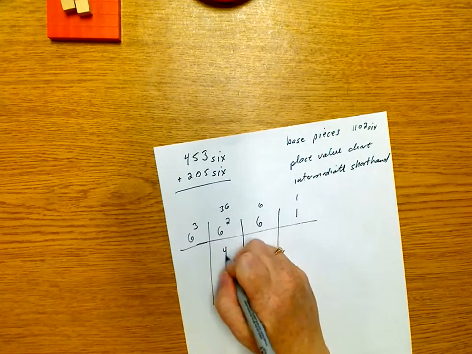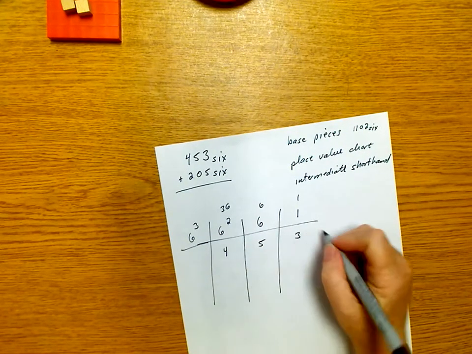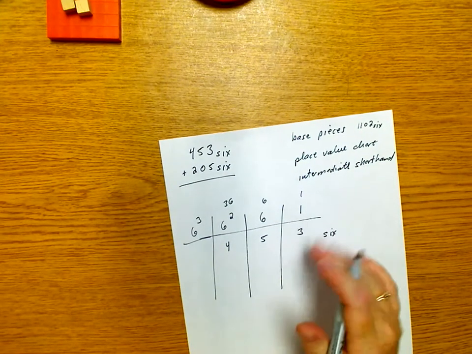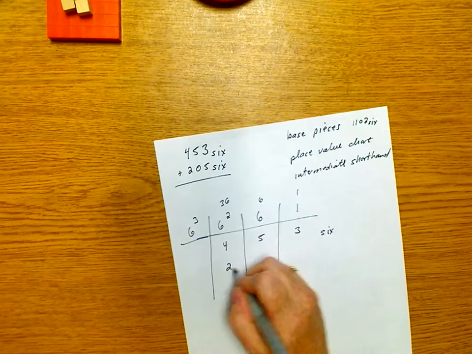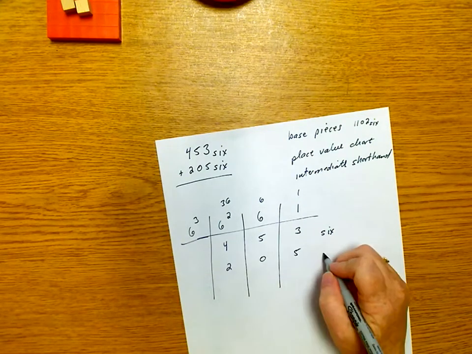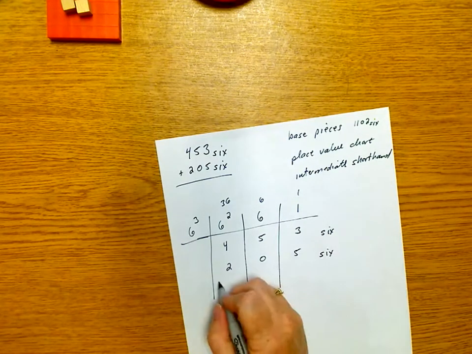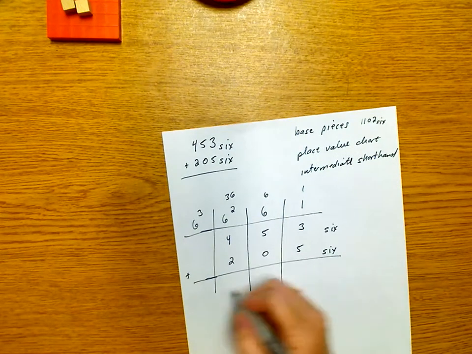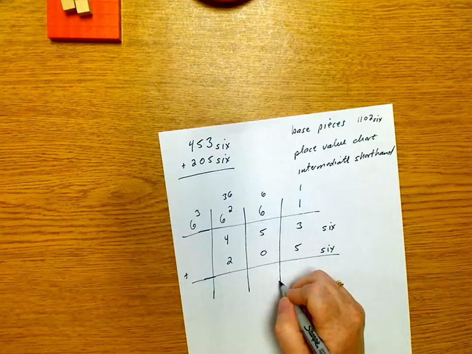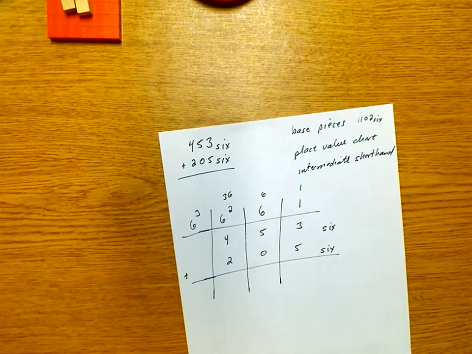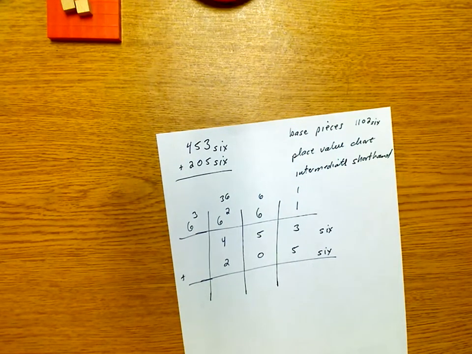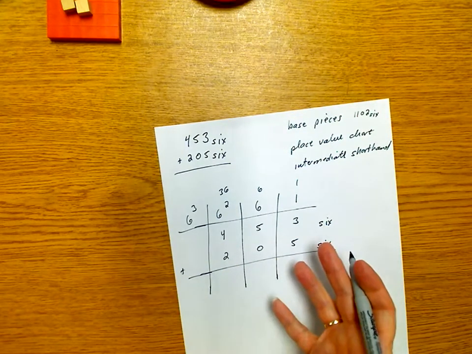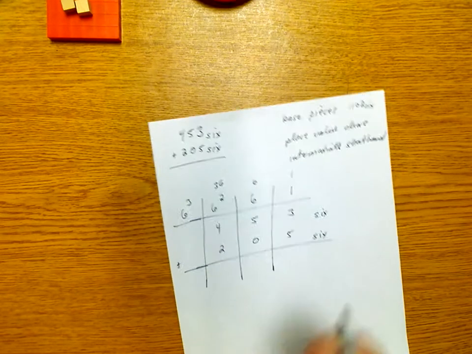Okay, so we are starting with 4, 5, 3. I'm going to write my little subscript base 6 out here. It's out of the way, but reminding me that I'm in base 6. And then I'm adding to that 205 base 6. I'm going to use exactly the same process that we did with the base pieces, but now I'm using these symbols instead of the physical concrete objects.